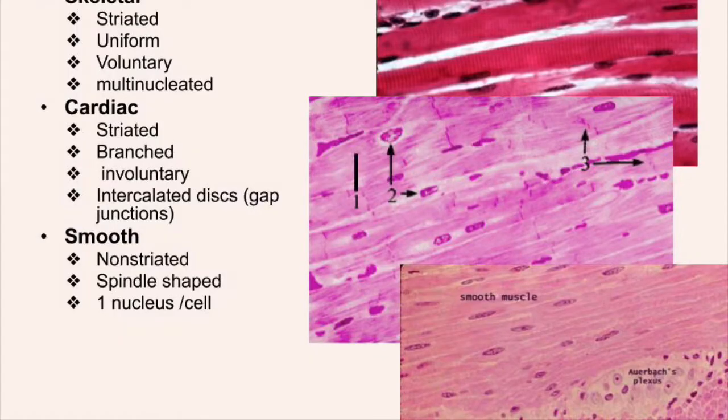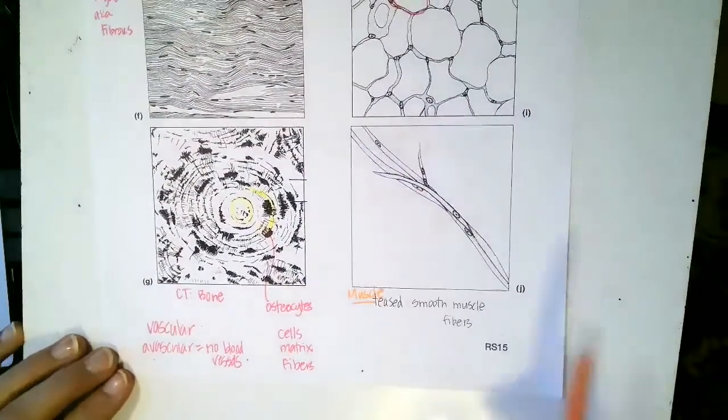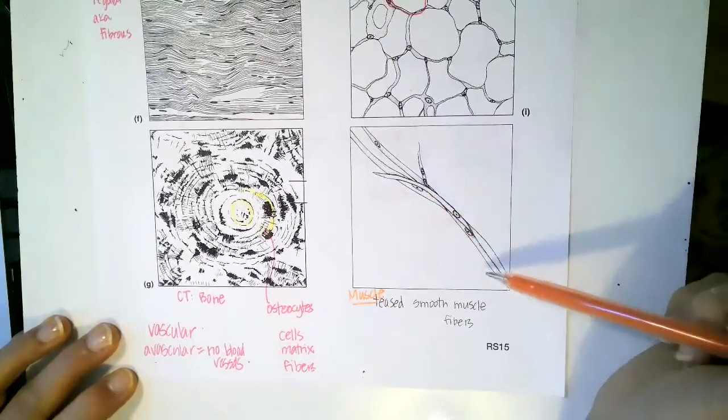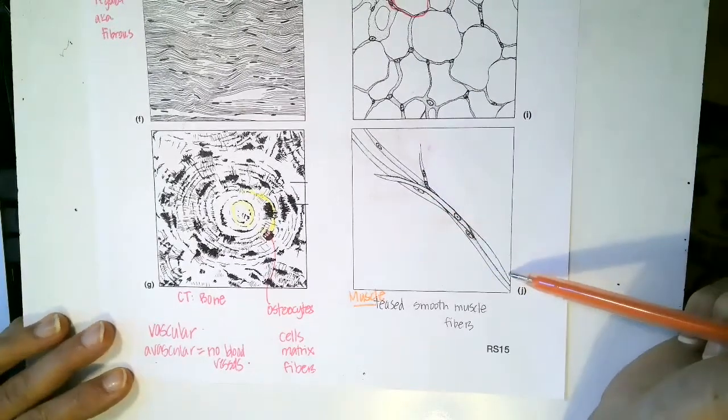And the third type of muscle tissue is called smooth muscle tissue, found in the walls of hollow organs like those of your alimentary canal. They are involuntary and not striated, and just have one nucleus per cell.